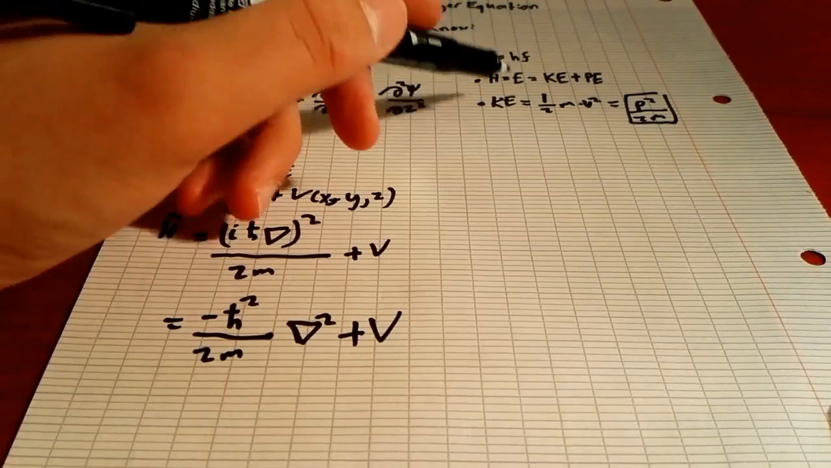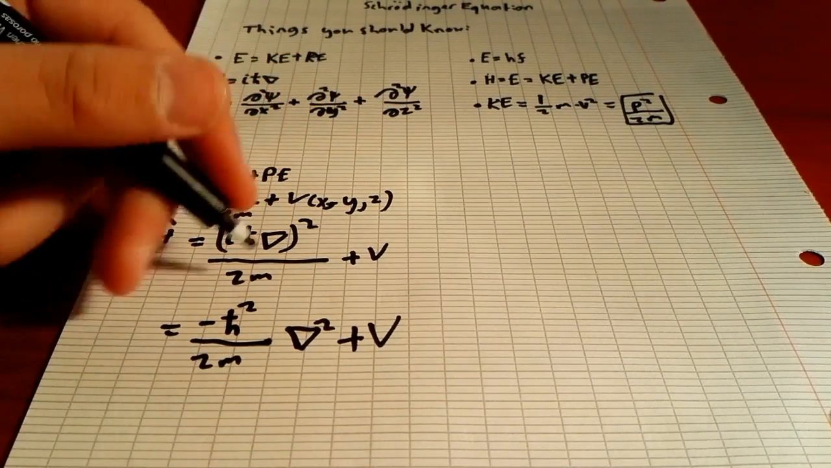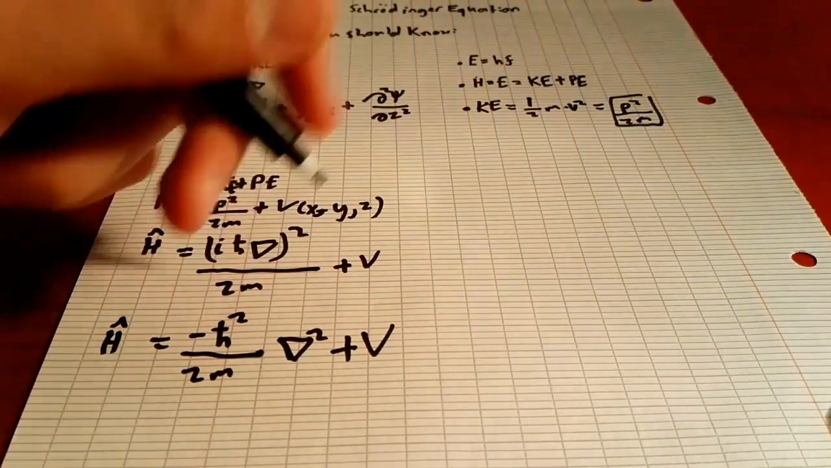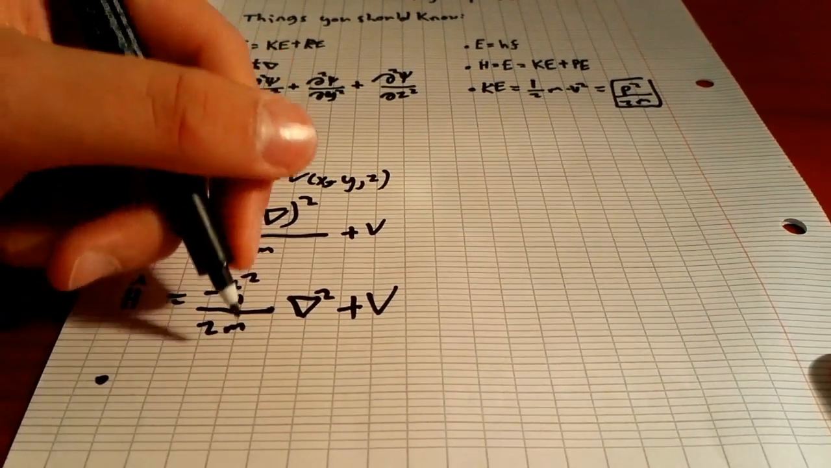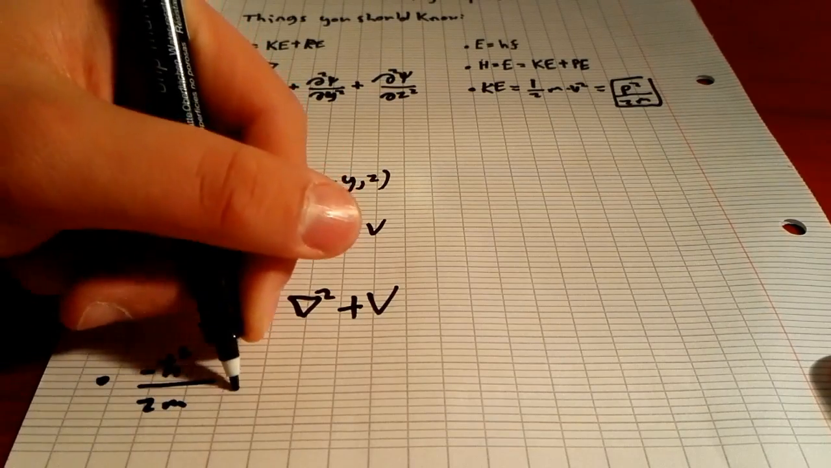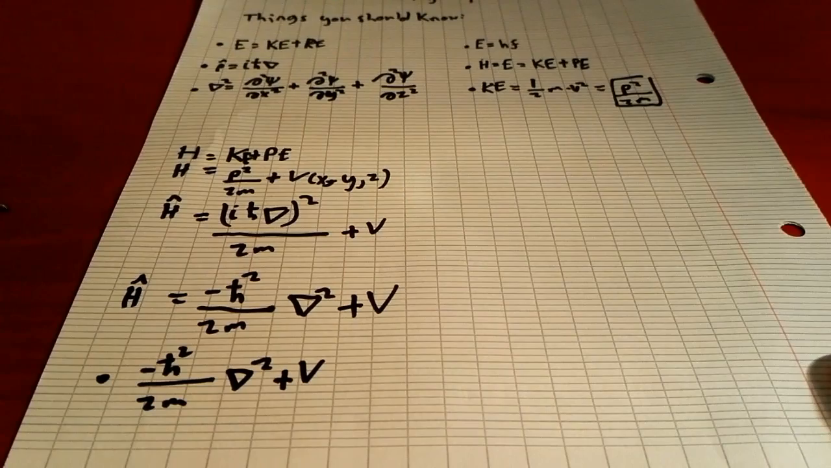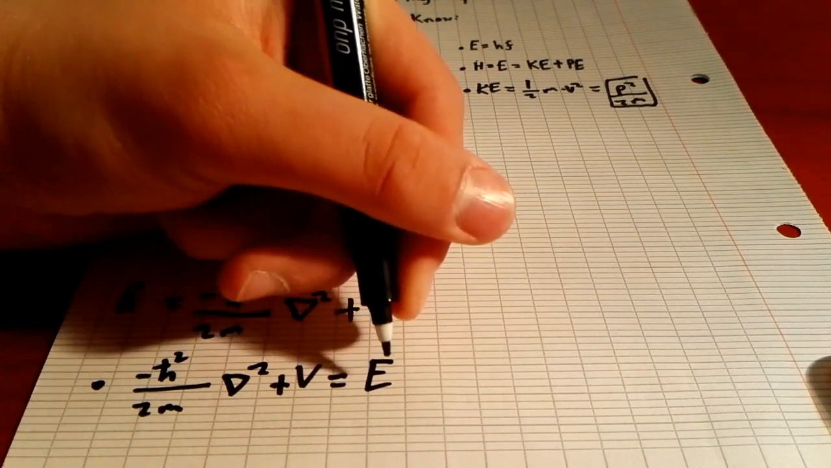And remember that we said that energy is equal to the Hamiltonian. So let's write it here. Minus h bar squared over 2m multiplied by the Laplacian term plus v is equal to the energy.